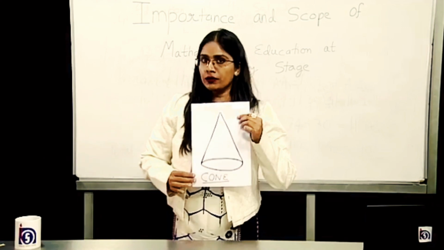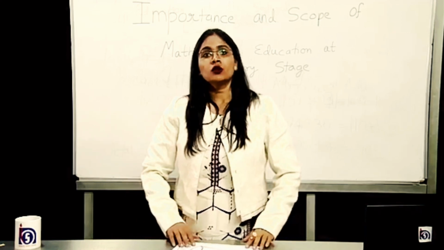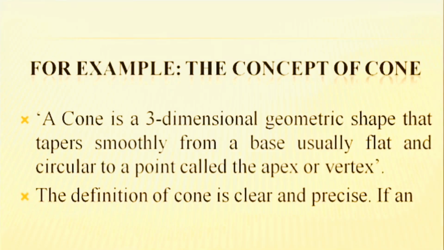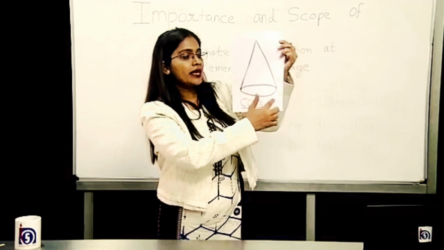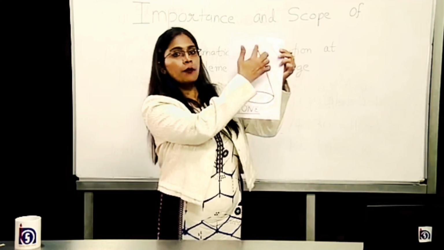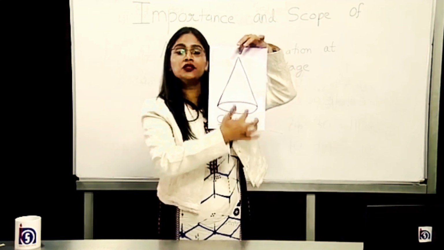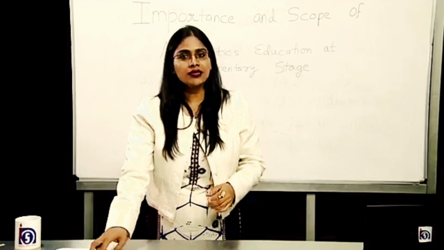Here I have a cone diagram. So basically what is a cone? So let us define first what is a cone. A cone is a three-dimensional geometric shape that tapers smoothly from the base, usually flat and circular, to a point called the apex or vertex. Here I have a shape of a cone. The base is circular and the top, the apex, the point, is the vertex. So this is a three-dimensional geometric shape. So the definition of cone is clear and precise.